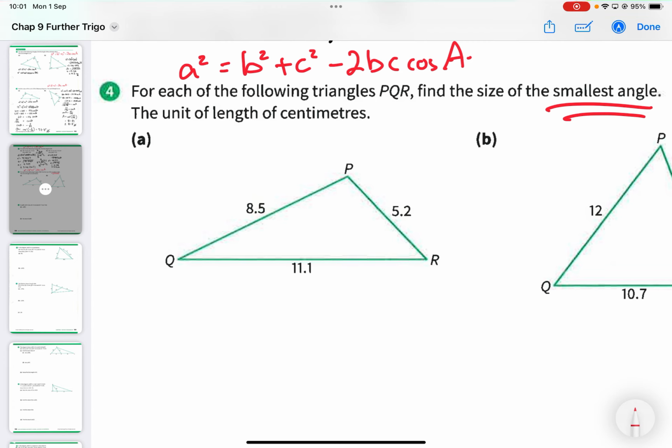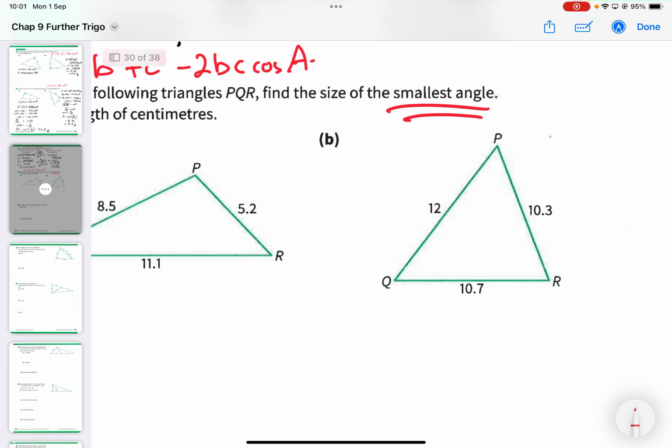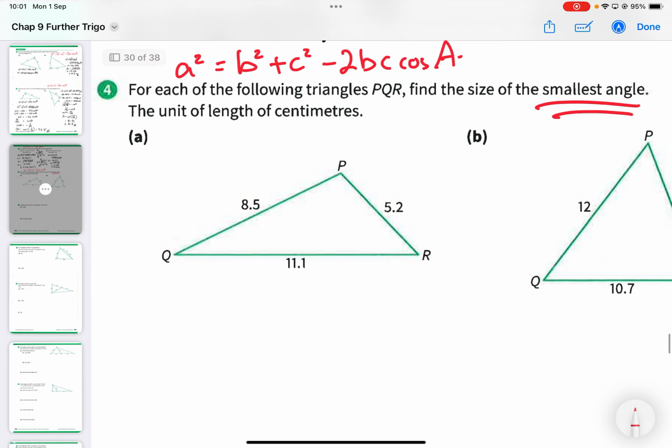Then when I look at this one, almost all look the same. Then I must know, shortest side is 10.3, so I am finding angle Q. Don't go by how the angle look. Go by the sides. There is only one angle that they want you to find, and that is angle Q, because it's opposite the shortest side. Shortest side opposite means smallest angle. So I am finding angle Q.